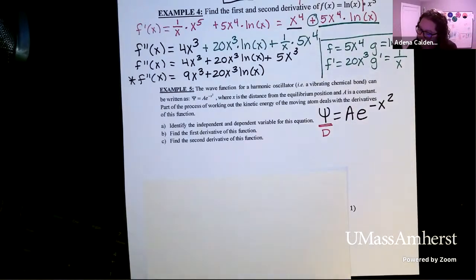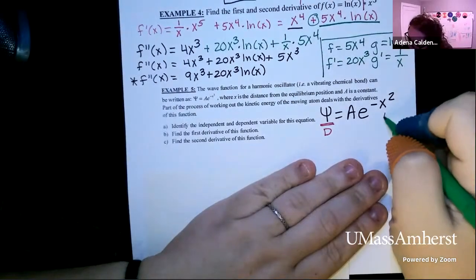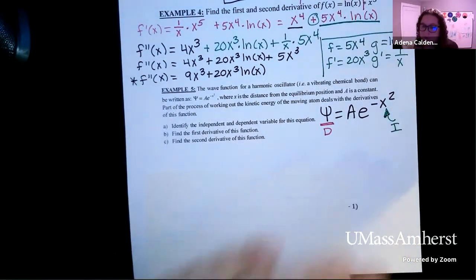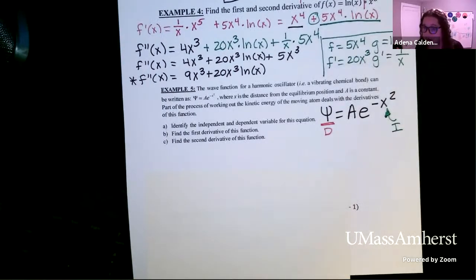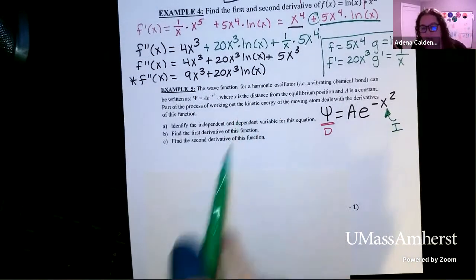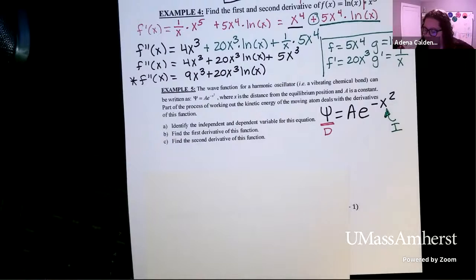Now, the independent variable is going to be our x. So I'm going to put an I for independent variable. We know that A is a constant. We know that E is a constant. E is always a constant. And we know that X represents the distance, which is the thing that we can control. So that's how we identify our dependent and independent variables.